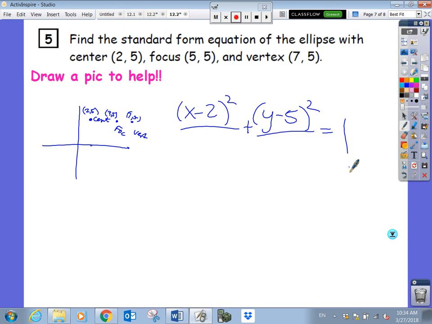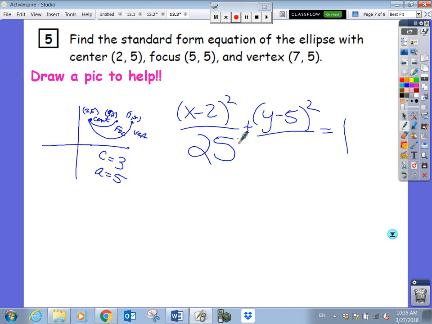We know that c is the distance from the center to the focus. So 5, 5. From 2, 5 to 5, 5, that's c, which is 3. That doesn't help us with the equation. It's going to help us in a second, though. And then the distance from the center to the vertex is a. 2 to 7 is a distance of 5, so a is equal to 5. Because a moved left and right, that means our 25 is going to go under the x.